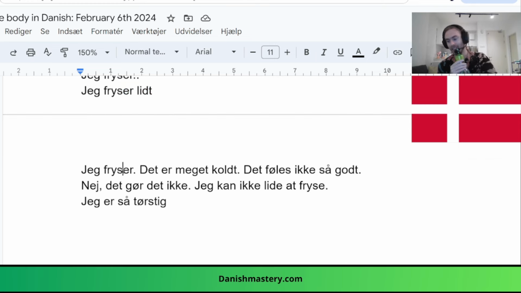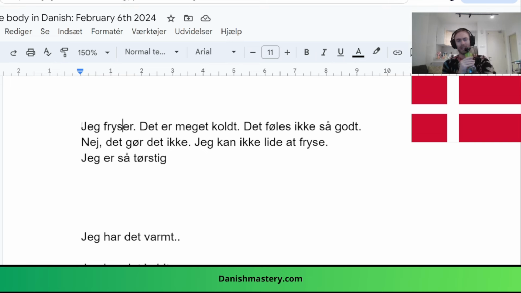Or down here, actually, I wrote some sentences before. Jeg fryser. Det er meget koldt. It's very cold. Det føles ikke så godt. Now guys, what does that mean? Det føles ikke så godt. Føles ikke så godt, of course, means it doesn't feel so good. Jeg fryser. Det er meget koldt. Det føles ikke så godt.